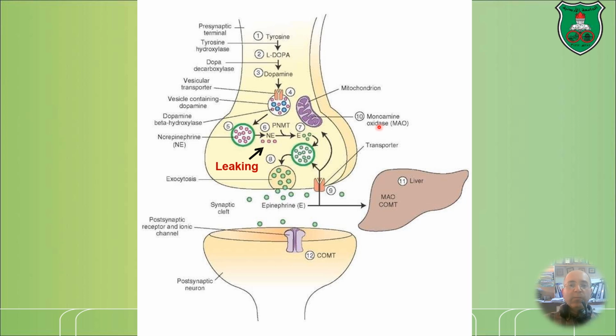As for epinephrine, we have norepinephrine now inside vesicles. It leaks out of these vesicles and gets converted to epinephrine. And then epinephrine is packaged again inside vesicles. And the same thing: fusion, release, reuptake, uptake by neighboring cells, diffusion into and transport to the liver, enzyme inactivation, and so on.